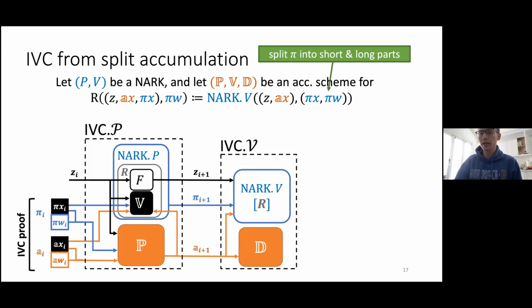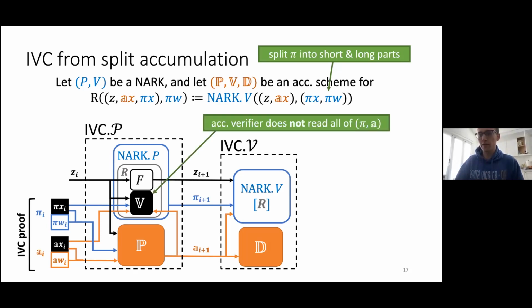And I'm sorry, this is the old accumulation construction, and what we need to be careful with here is that, of course, we split up at every point. We want to split up our proof into the large part and the small part, such that the accumulation verifier does not need to read the entire proof, right? It only needs to read the short part of the proof. And this is what allows us to use a NARC instead of a SNARK.